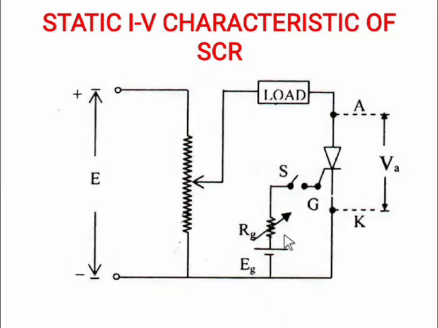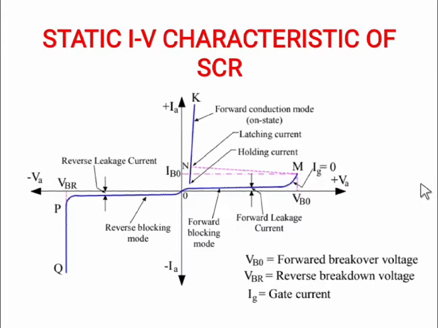Now we assume that S is open, that means no gate signal is applied and this arm is at the lower position. So minimum current will flow from anode to cathode. This is when the gate is not applied, so the SCR is in the turn off condition. This current that flows is the leakage current.